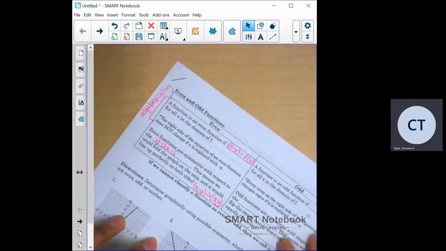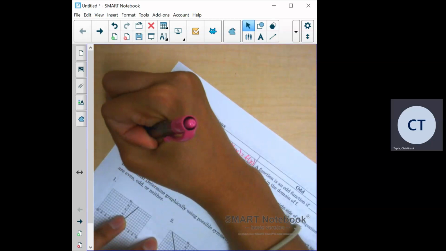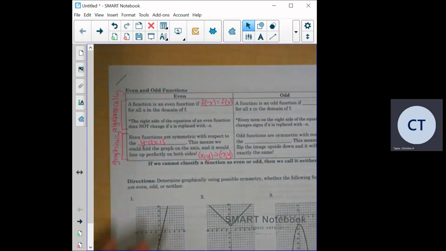That's probably spelled wrong, but it's okay. And then this is specifically for graphs. So there's two different types we're talking about: graphically, which is down here, and algebraically, which is up at the top. I'm going to talk about both of these before we leave.